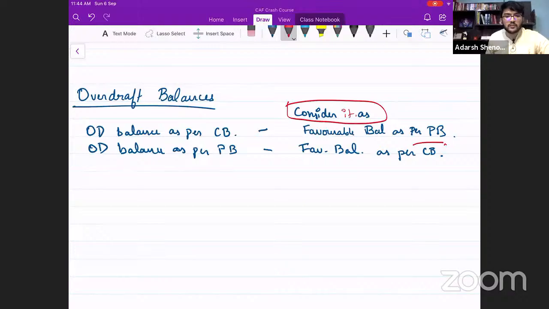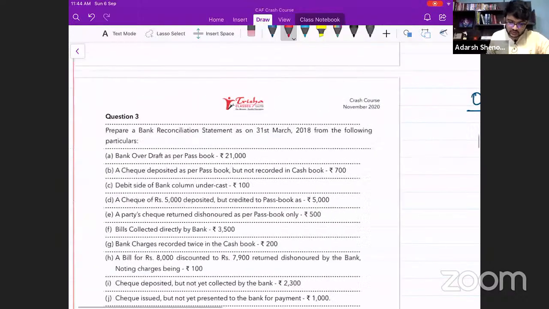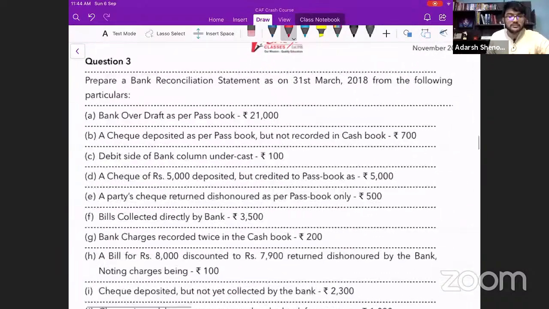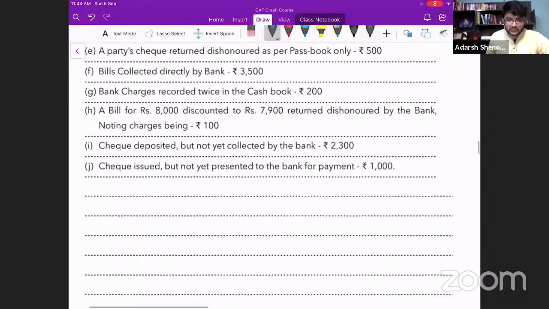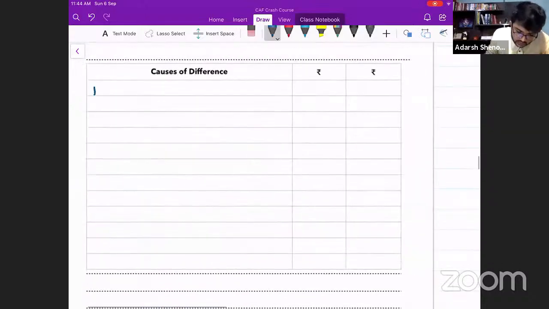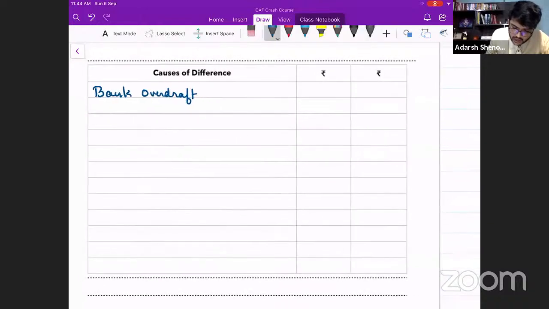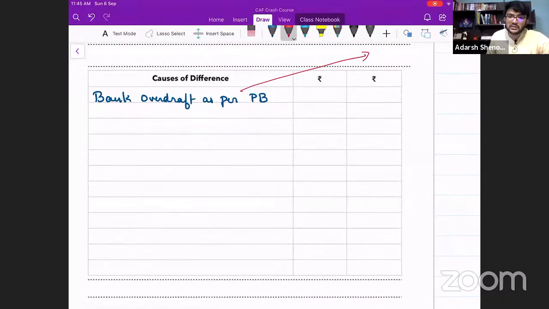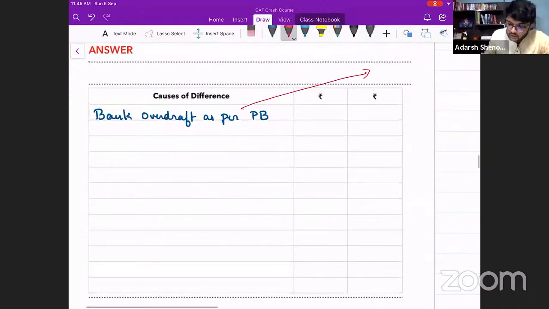So I'll do an overdraft problem. I will tell you what I just meant. Shall we start? Question number 3. Bank overdraft as per passbook is given as 21,000. Let's write this. Bank overdraft as per passbook. Now, if they have given bank overdraft as per passbook, what did I tell you to think of it as? You can write it in pencil in the exam also.